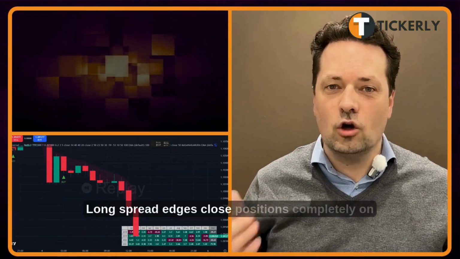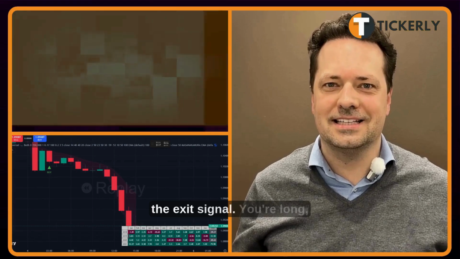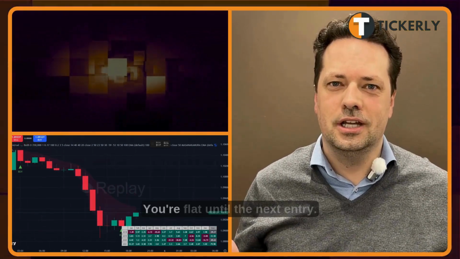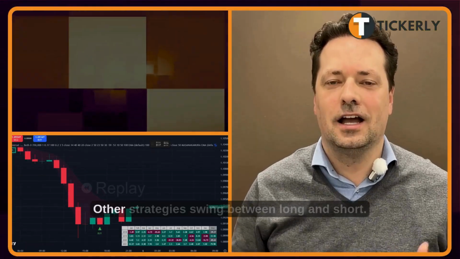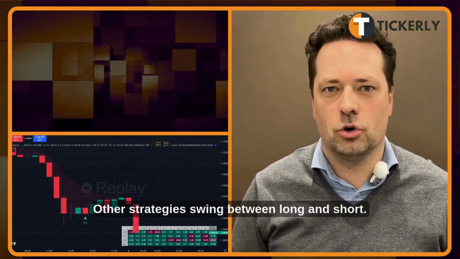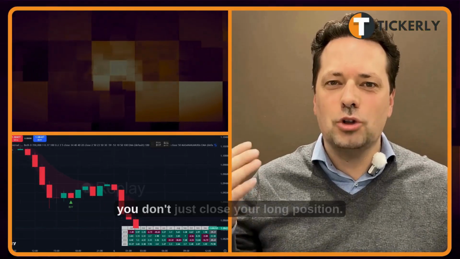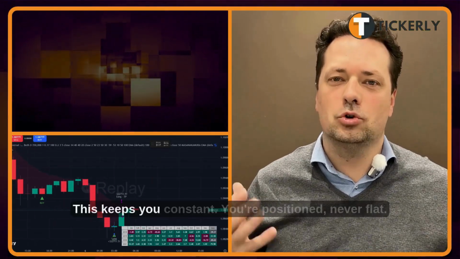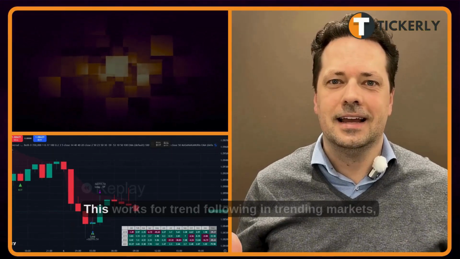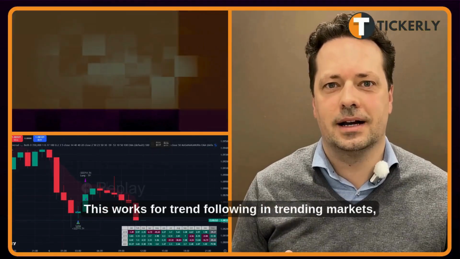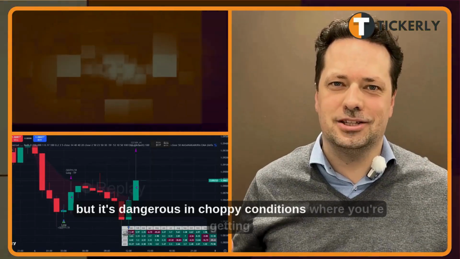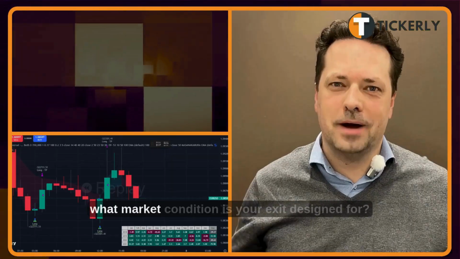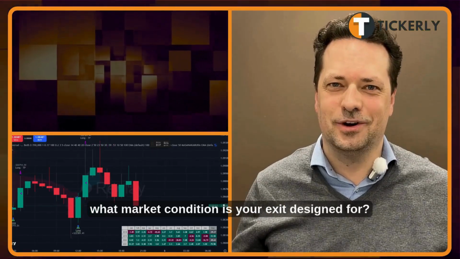Long-only strategies close positions completely on the exit signal. You're long, you get a sell signal, you close the entire position. You're flat until the next entry. Other strategies swing between long and short. When you get a sell signal, you don't just close your long position. You simultaneously go short. This keeps you constantly positioned, never flat. This works for trend following in trending markets, but it's dangerous in choppy conditions where you're getting whipsawed back and forth.